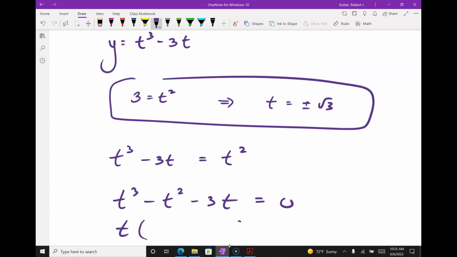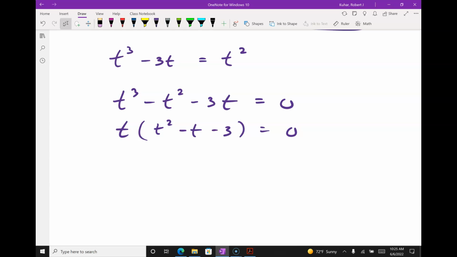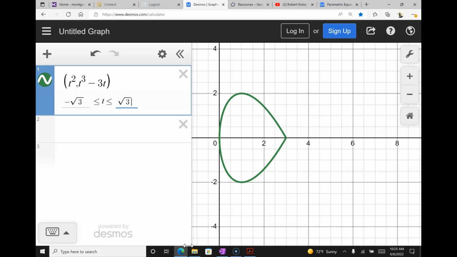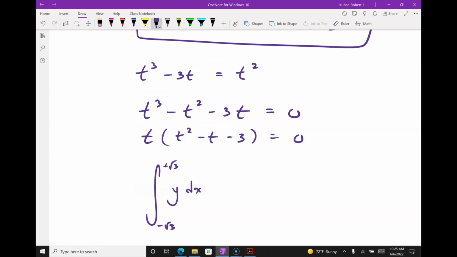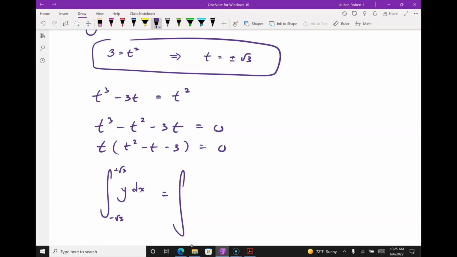I can factor out a t. And you already see I have t is 0. Can I do anything else with it? No. But it does tell me another place where x and y are equal, at 0, 0. Kind of boring. The trick is knowing that I'm doing the integral in terms of x, that I need the x values, right? And what is my y value? It's t cubed minus 3t, right? And what's my dx value? 2t dt. Make sure you agree with me there.